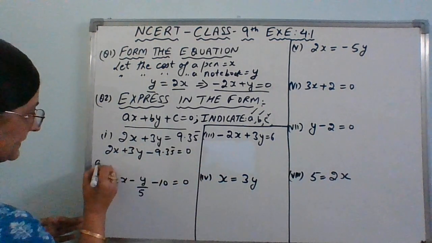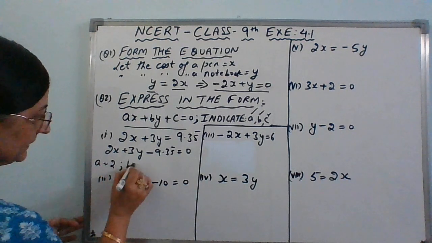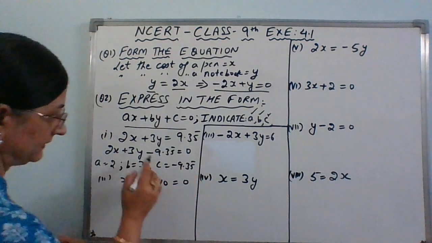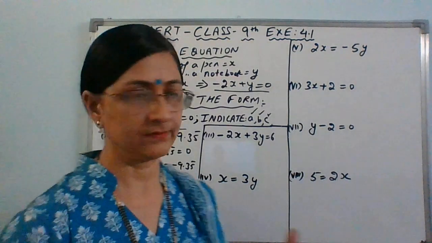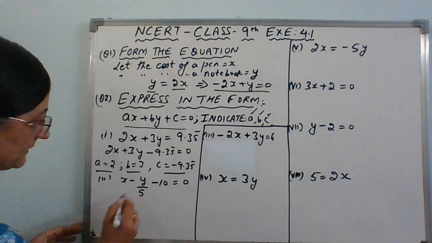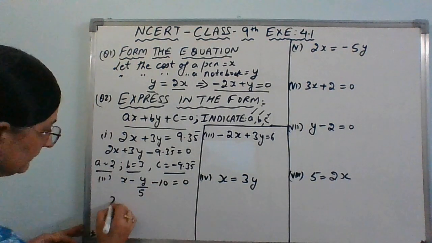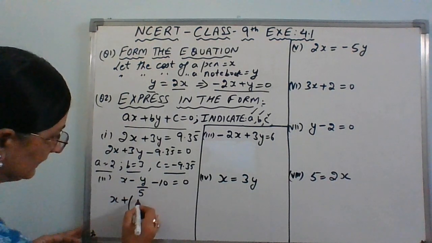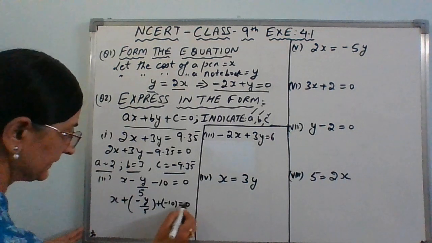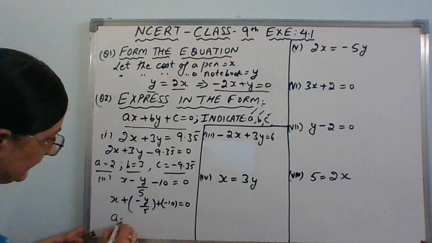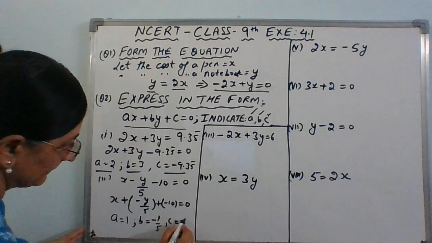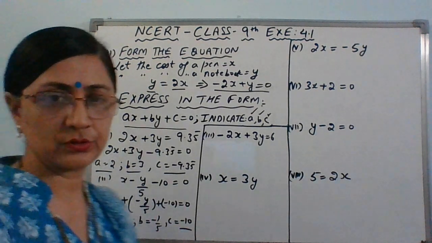Now just mention ABC. What is A? A is 2. What is B? B is 3. What is C? That is minus 9.35, right? If there is a negative sign, we have to write the negative. Done. So these are the ABC constants. Now here in this case, it is already in the standard form. What we can do, we can write it this way, minus y upon 5 plus minus 10, like this way. Or you can leave it this way also, no problem in that. A will be 1, B will be minus 1 by 5 and C will be minus 10. You have to consider the signs also.